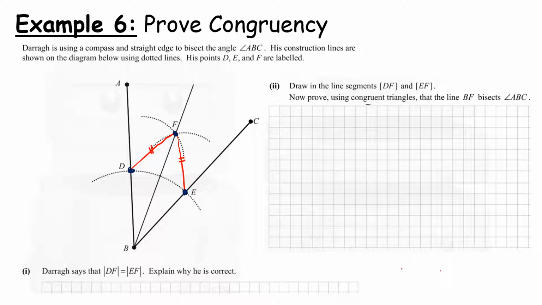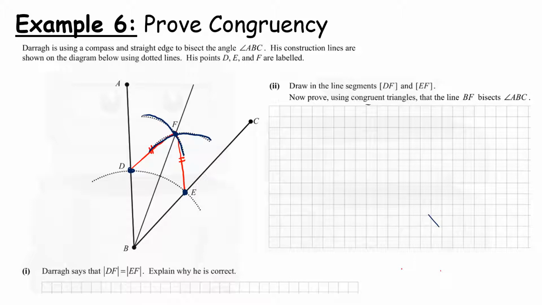So is he correct? Explain why he is correct. I'll talk through it here just because I haven't left myself enough space to write it. From the construction, the same length is used from D to F as E to F because the same opening size is used as we draw this arc here and when we drew this arc here. That means they are arcs of the same radius, therefore DF and EF must be the same. It says, now draw in the line segment DF and EF, which we've done.